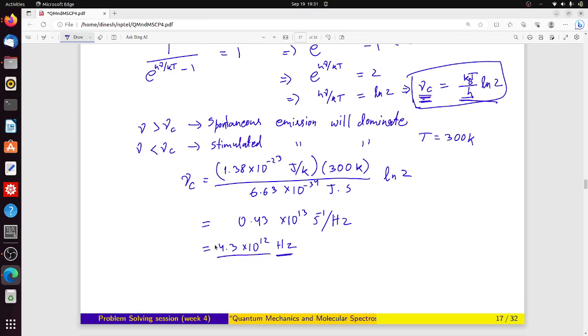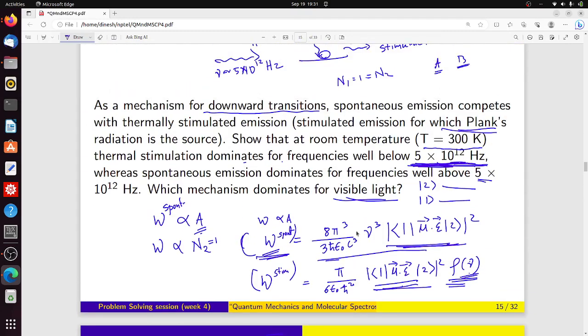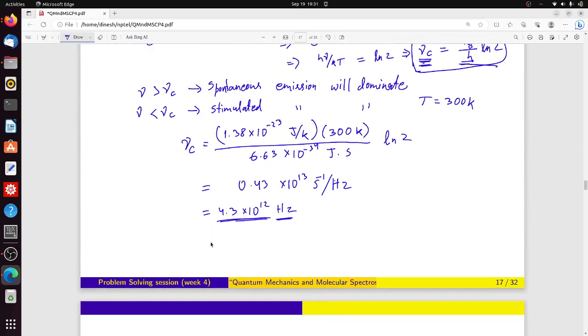So if we have frequency more than this, then spontaneous emission will dominate, right? So what is the radiation frequency we have? 5 into 10 to the 12 hertz. So obviously we have more than this critical frequency, right? So in this case what will dominate? Spontaneous emission will dominate.